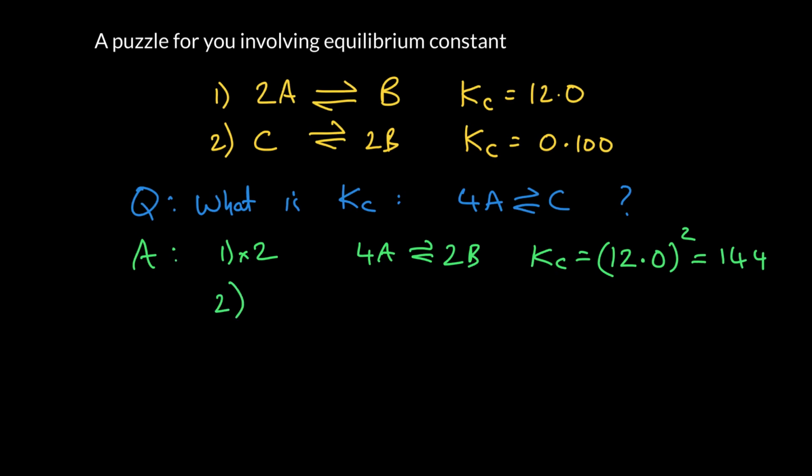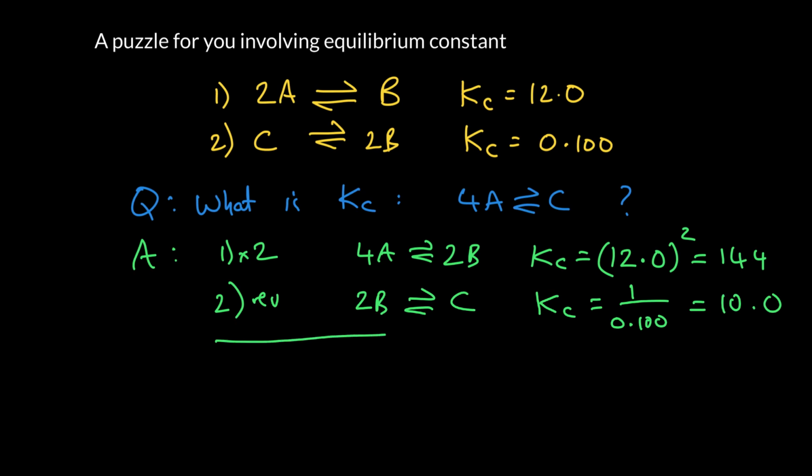And in terms of reaction 2, we need to end up with 1C on the right, and it's only got 1C here on the left, so we need to invert it. We need to reverse it, so then it becomes 2B on the left and C on the right. And when we reverse an equilibrium, we invert the equilibrium constant. So it's 1 over 0.100, which is 10.